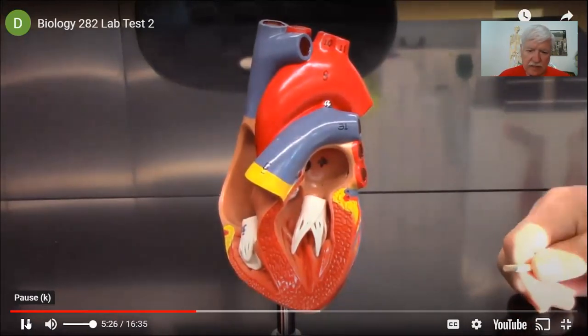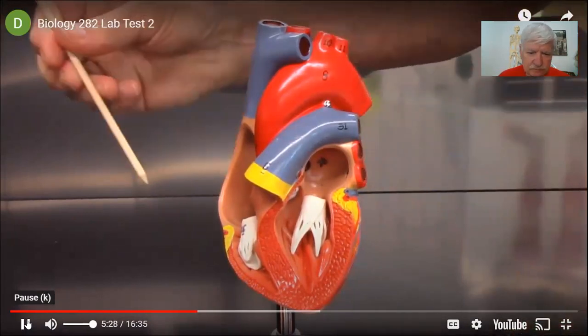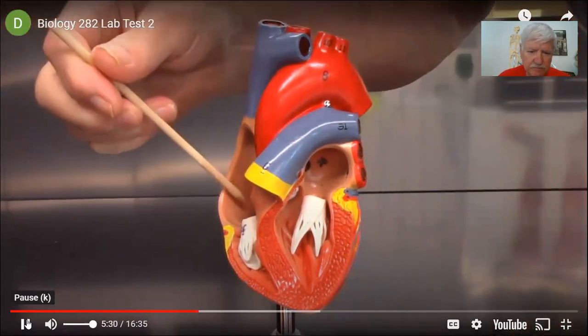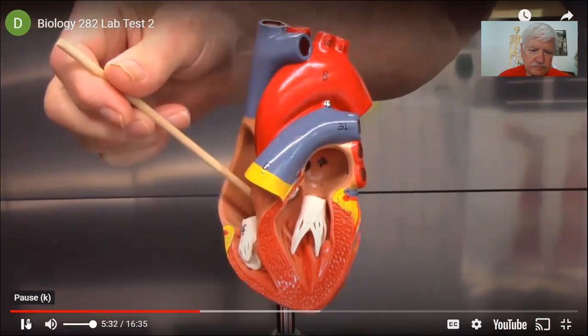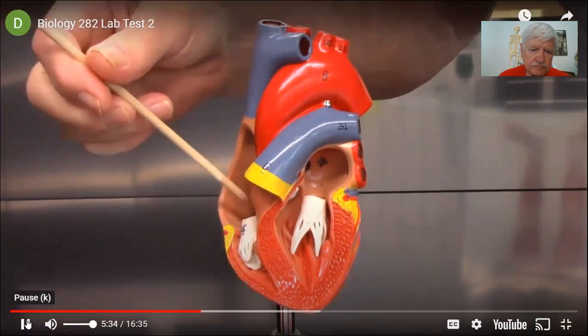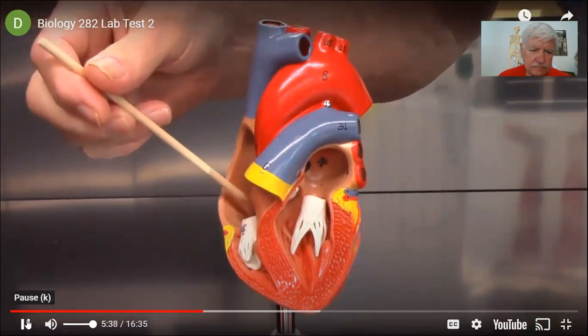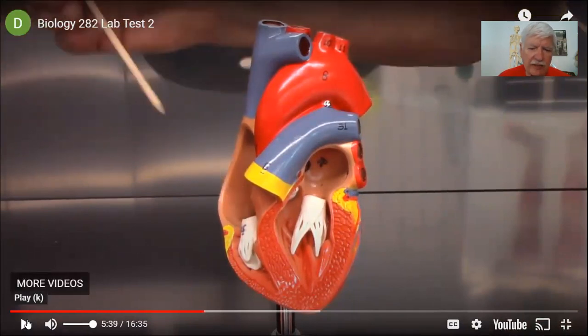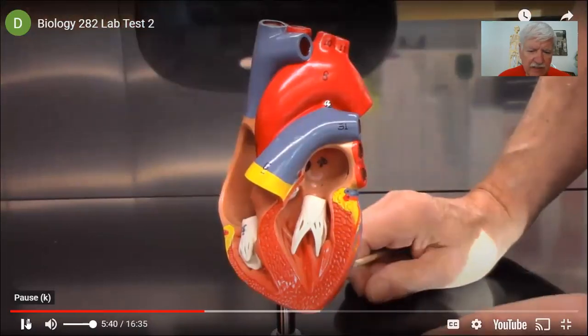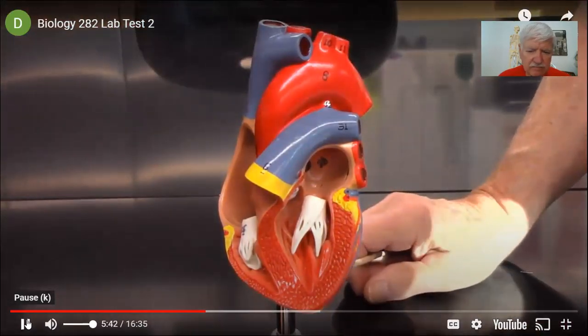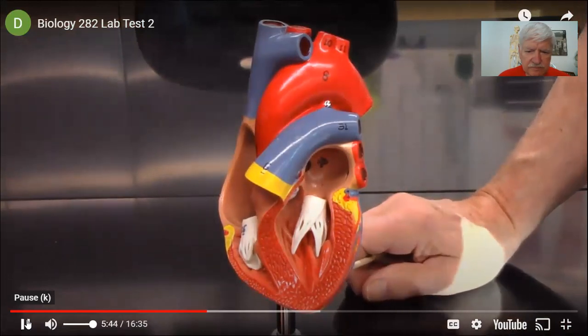Question number 9 here on the heart model is, what chamber of the heart is this? It's a thin-walled chamber up here on the top part of the heart on this side. Right atrium. I hope you got that. So that is number 9. Number 10.